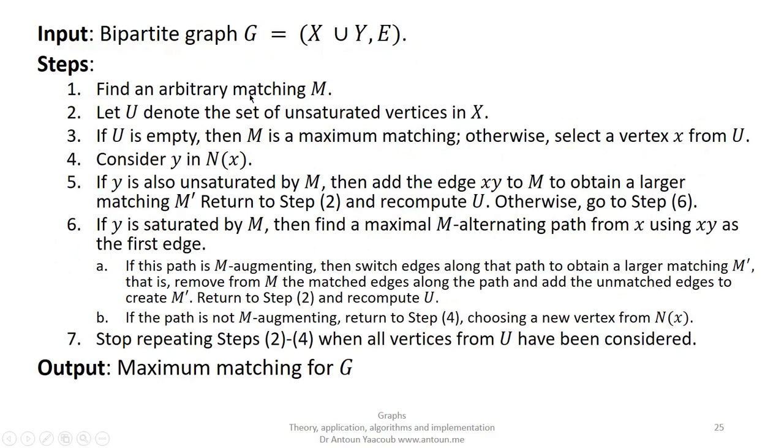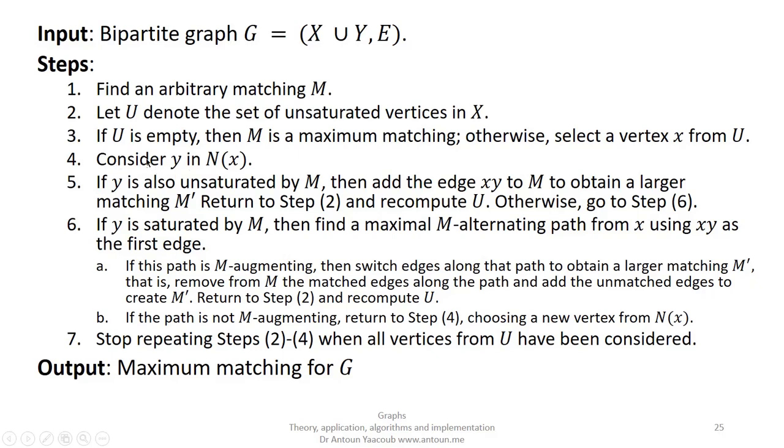So first I need to find any matching. Let U denote the set of unsaturated vertices. Unsaturated here means unmatched. So for example, in our example, 1 and 3, and I need to start from any of these vertices. If U is empty, it means that all vertices are matched, so I have found the maximum matching. Otherwise, I will select any vertex which is unmatched.